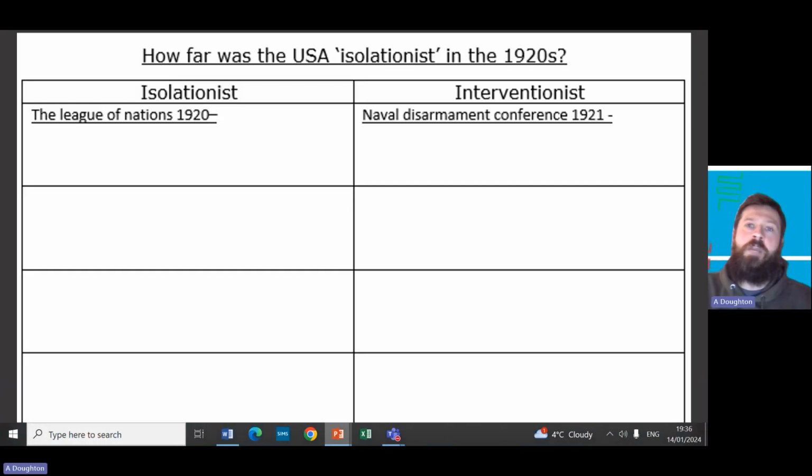So when we're thinking about this next part, I want you to think about arguments that suggest America was isolationist in the 1920s and 30s, and then arguments that, actually, no, they're still interventionist. They're still getting involved with other countries.